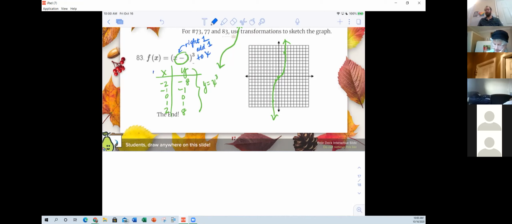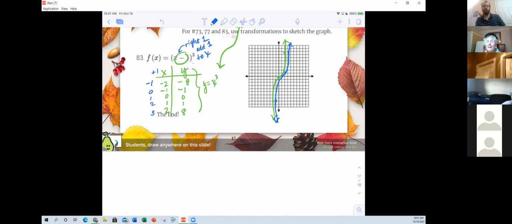So that would be negative 1, 0, 1, 2, and 3. So now we have negative 1, negative 8; 0, negative 1; 1, 0; 2, 1; and 3, 8. So all it did was take our original graph and shift it to the right one. Okay.